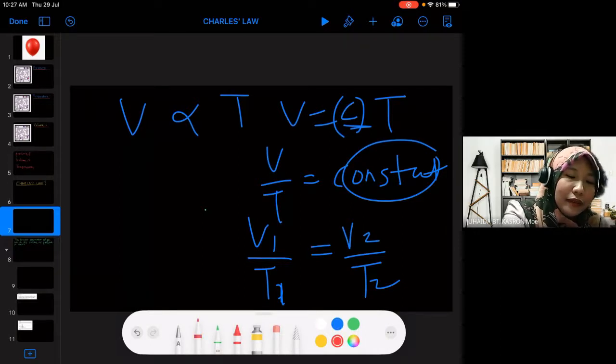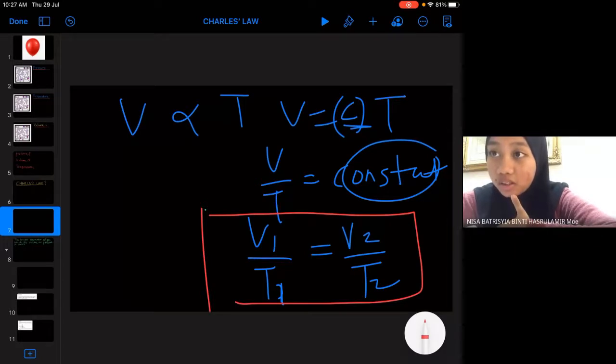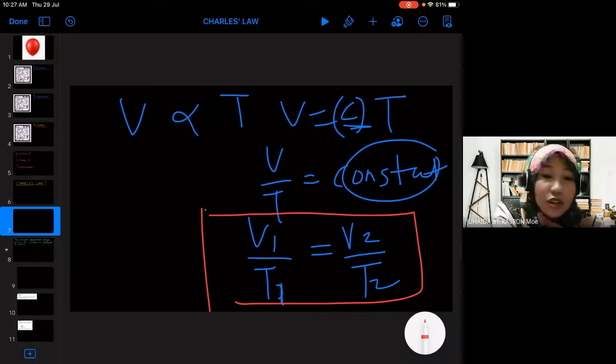Do you have any question? So V2 over T2 is the constant? Yes, actually it is constant. The constant can be anything. This formula is used when you are given two situations. Let's say the volume of the gas for the first situation is this, and the temperature of the first situation is this. The question wants to know what happens to the volume when the temperature becomes like this. It is just like a ratio, the perkadaran. So we use this formula to solve questions about Charles law.